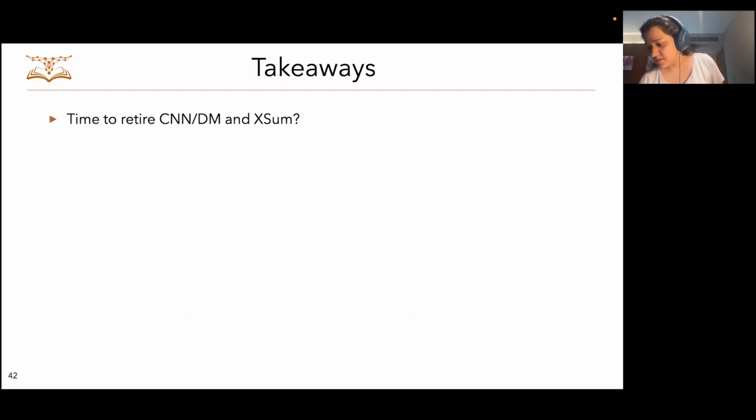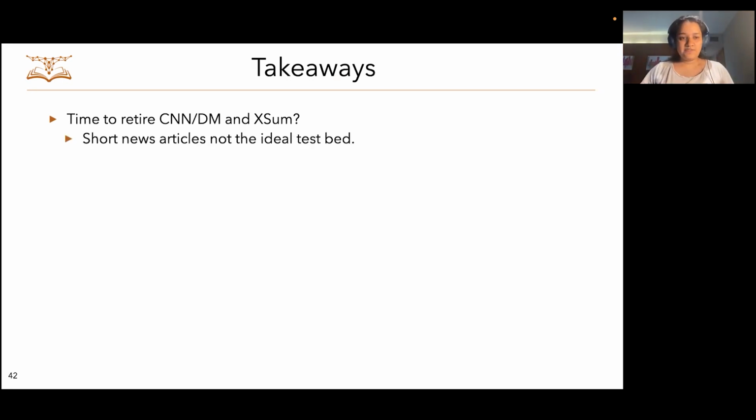Okay, so I know I'm over time, but I'm going to end this talk with three high-level takeaways. The first point I want to make is that maybe it's time now to retire CNN Daily Mail and XSum and move beyond this news summarization setup. The first reason for that is, in any case, short news articles may not be the actual use case that we are targeting.